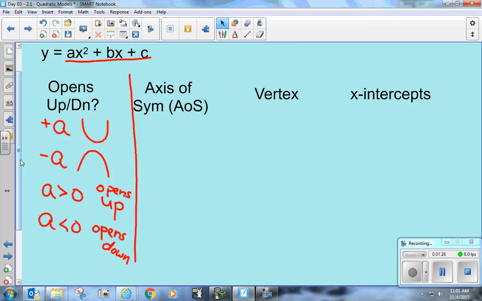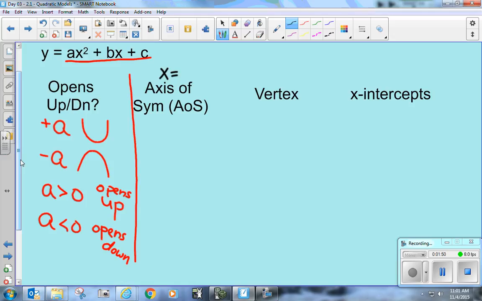Vertex is C, y-intercept. Let's go. Let's figure it out. Let's see. Axis of symmetry. There is actually an equation. This is always x equals. Our parabolas will always open up or down in this class, okay? We aren't going to have any sideways parabolas. So it's always going to be x equals.